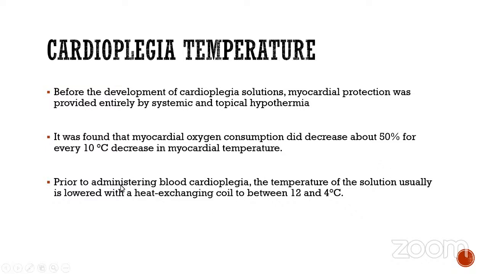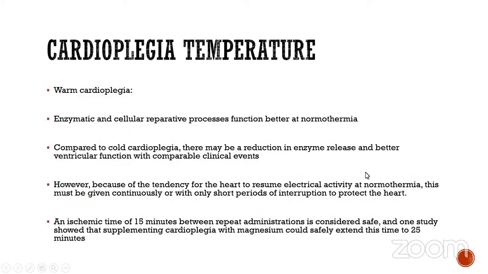That led to the belief that hypothermic or cold cardioplegia is the best in regards to myocardial protection. So usually when using cold cardioplegia, the solution is cooled with a heat exchanger coil to between 4 and 12 degrees Celsius.